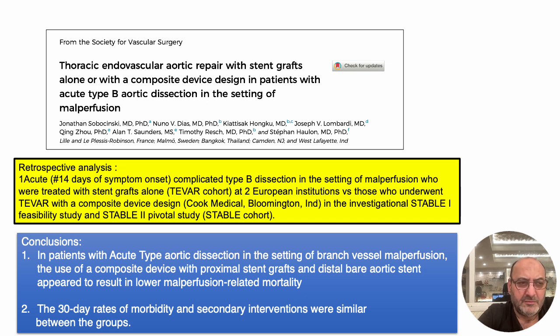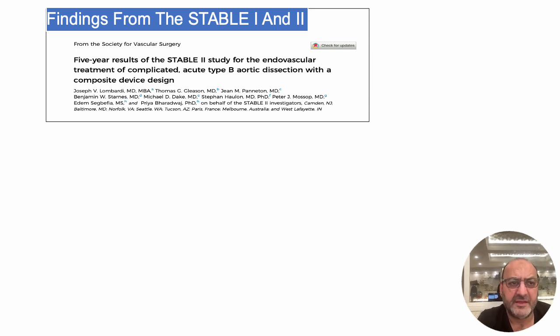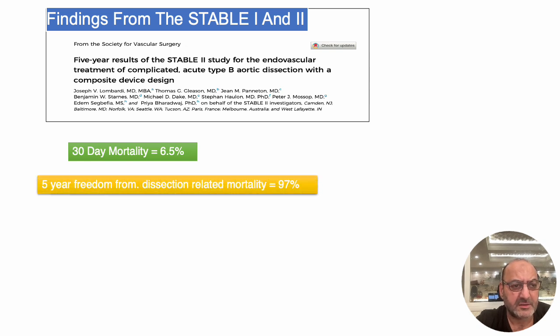I can tell you, we have been using a lot of dissection stents for malperfusion in our institution, and most of the time it works really well. And I think it's going to be, for many, part of the treatment of acute type B dissection. If you look at the findings from the STABLE 1 and STABLE 2 trials, the 30-day mortality was 6.5%. Five-year freedom from dissection-related mortality is 97%. This is pretty good. This is really good.